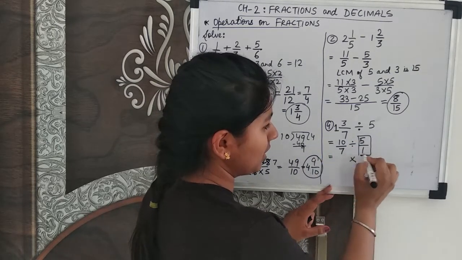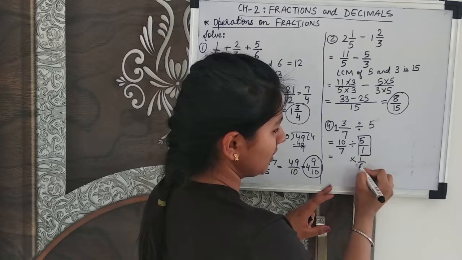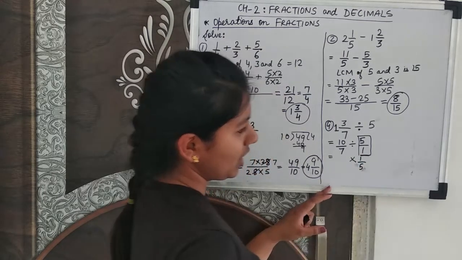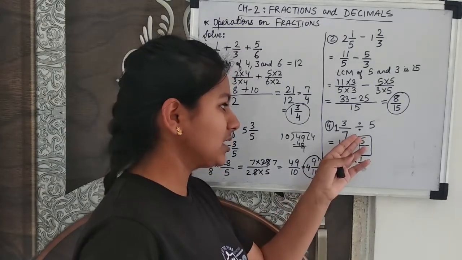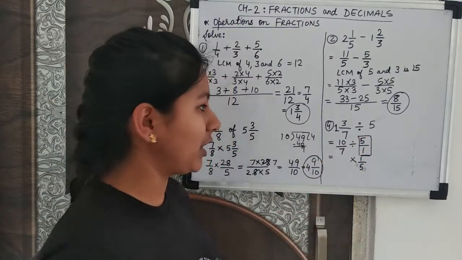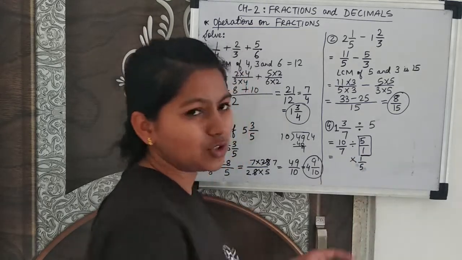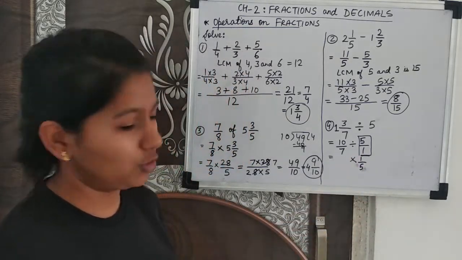This second number will have its reciprocal. Like if it's 5 upon 1, it will become 1 upon 5. If it is 5 by 2, it will become 2 by 5. Simply there will be an interchange of numerator and denominator.